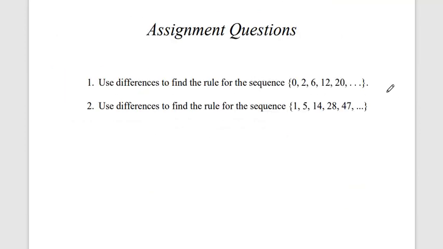Now this is your assignment question. You have to find the rule of these two different sequences and upload it in the Red and White application. Okay, today's lecture is completed.